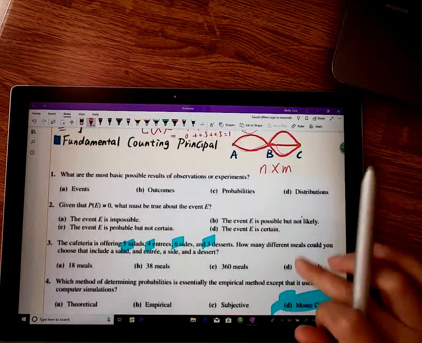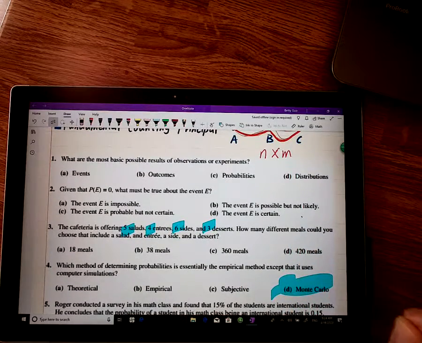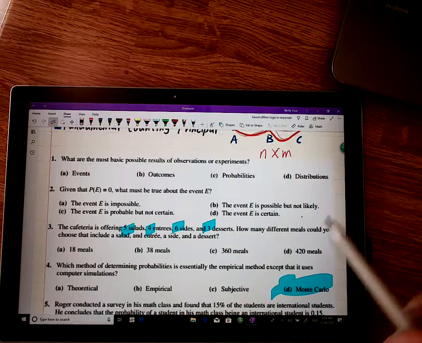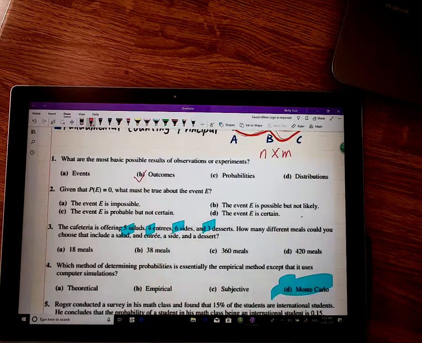Okay, so let's look at the practice problems. Number 1, what are the most basic possible results of observations or experiments? What do you think? We define an outcome as the most basic possible result of an experiment, right? So we should choose B, as it is the definition.